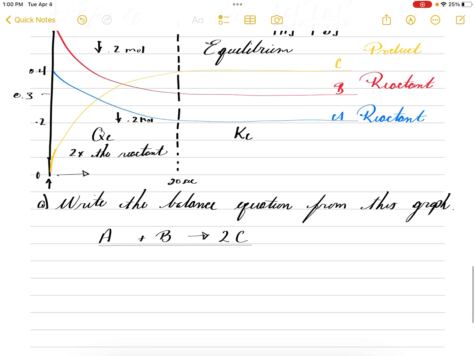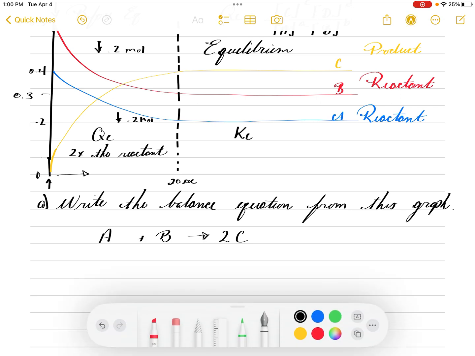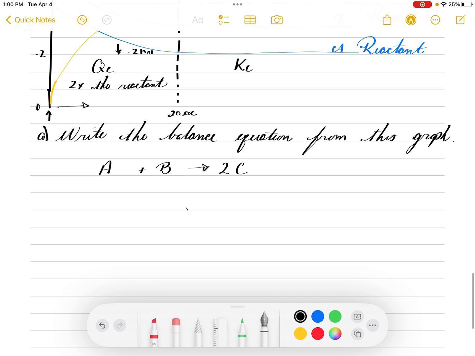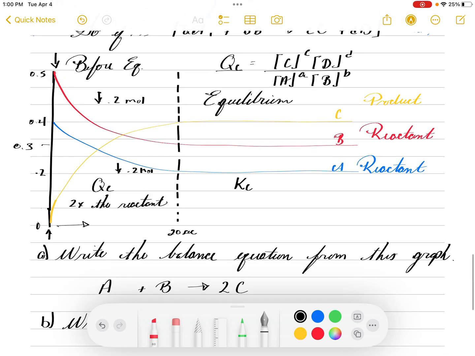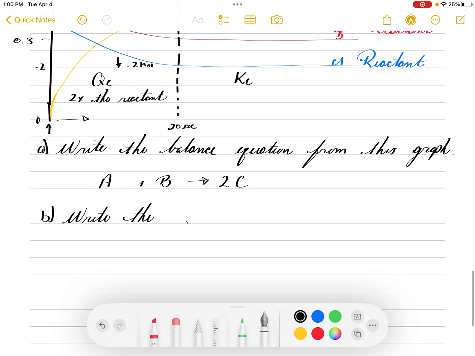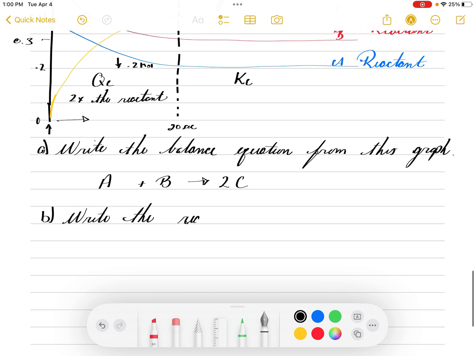Now, if I was to take this one and write the reaction quotient for it, let's go up here. Let's write the reaction quotient. Let's do that one first. So I'm going to write the reaction quotient.